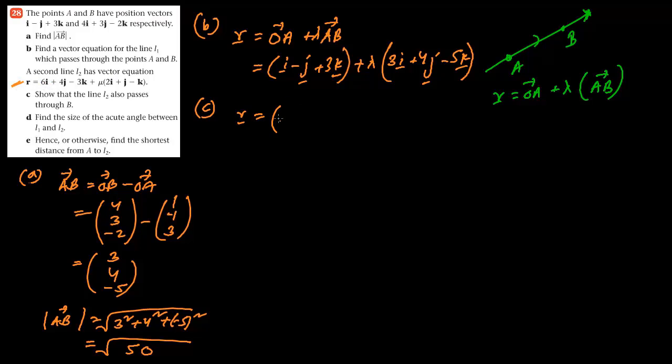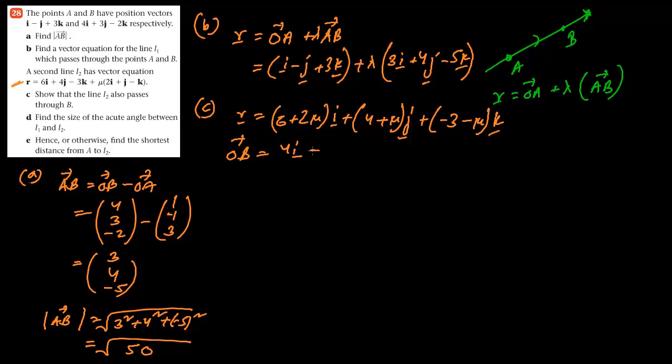So 6 plus 2 mu i, 4 plus mu j, and minus 3 minus mu k. So that's the universal position vector. That means this is OB. So this equals OB, same as this, because it's the universal position vector. So OB equals 4i plus 3j minus 2k. Since this and this are equal, let's see whether the three values of mu are equal or not.